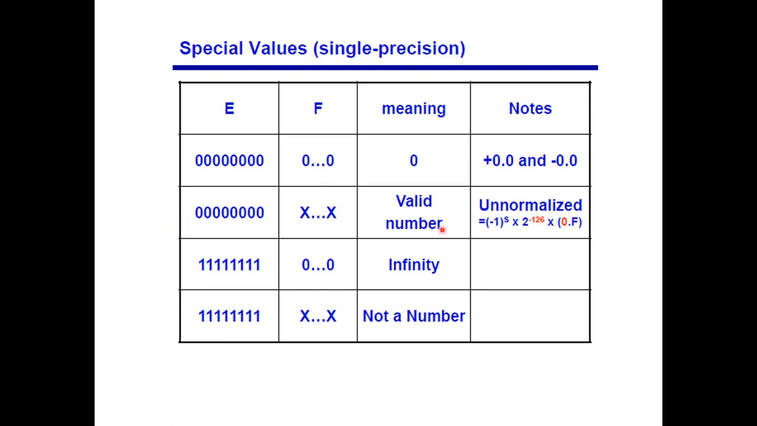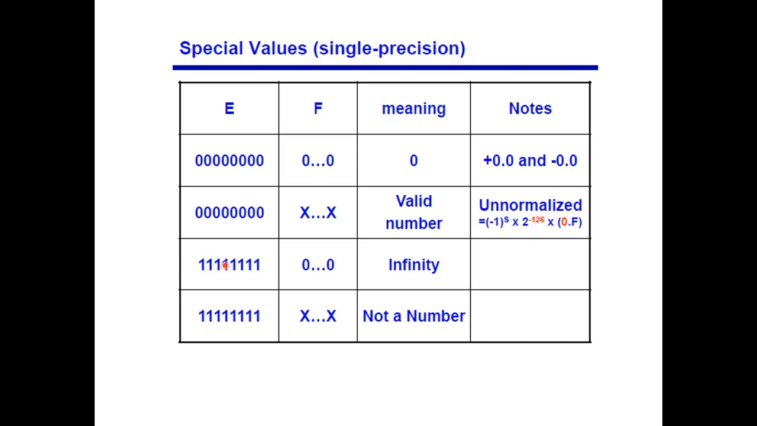Okay, so this is a denormalized number, a very, very small number because e is all zero, but f is not zero. This is a valid number, but in an unnormalized or denormalized form. The value of that number will be (-1)^s × 2^-126 × 0.f. So remember these things in orange color. Instead of 1.f, we have 0.f, and instead of 2^(e-127), we have 2^-126.